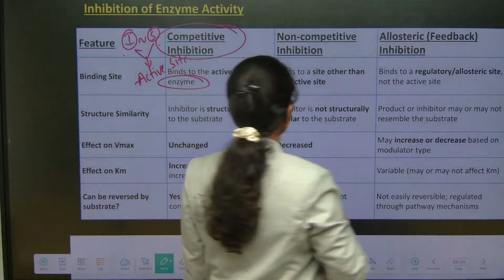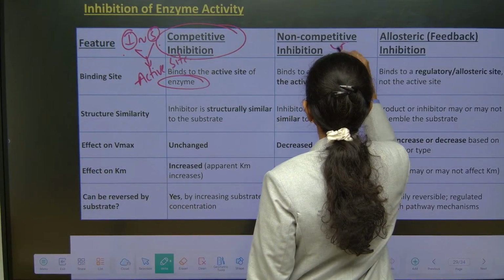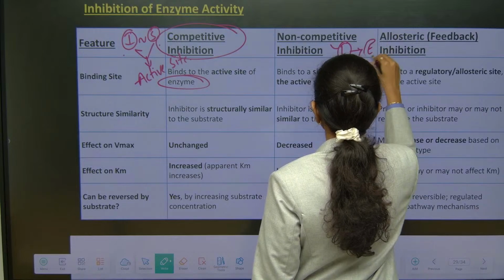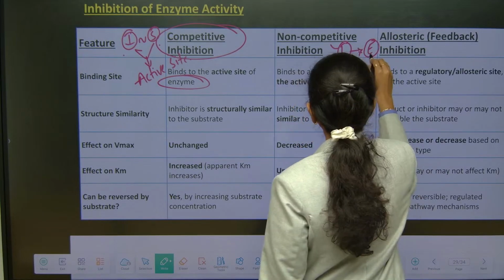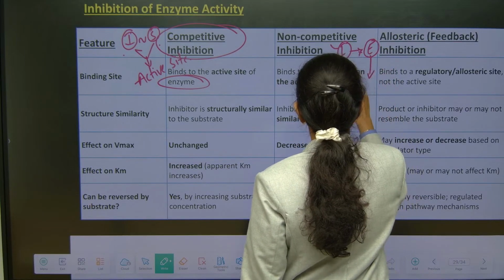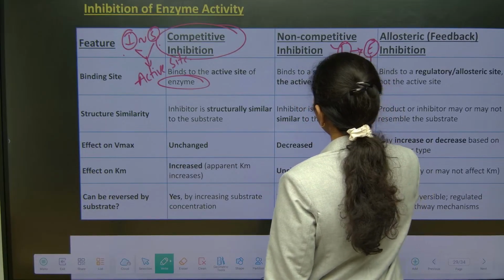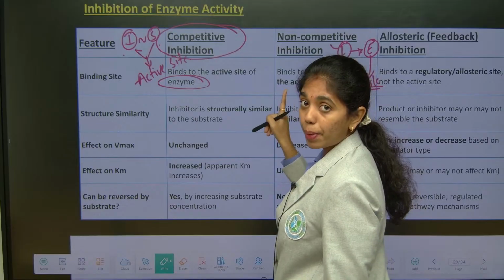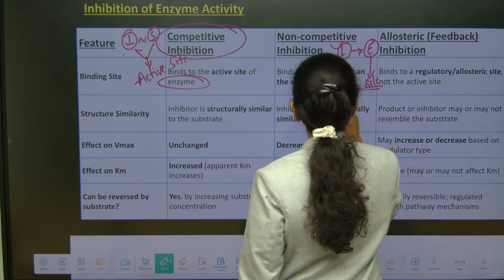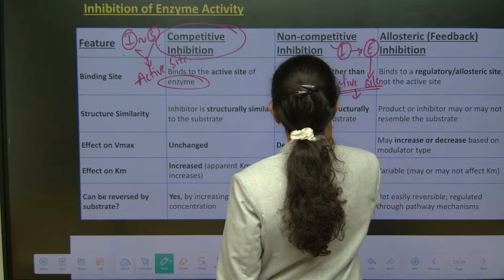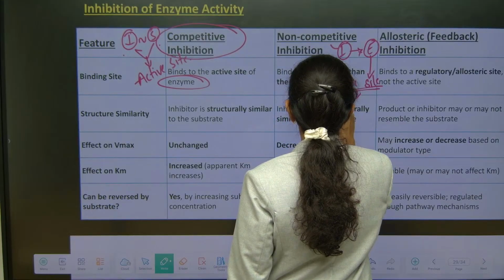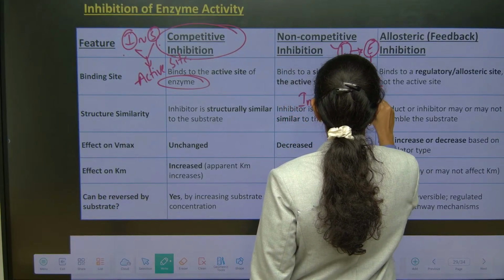Non-competitive inhibition, here the inhibitor will come and bind to the enzyme. It will change the shape of the active site of the enzyme, which will make the enzyme incapable or inactive to bind to the substrate.